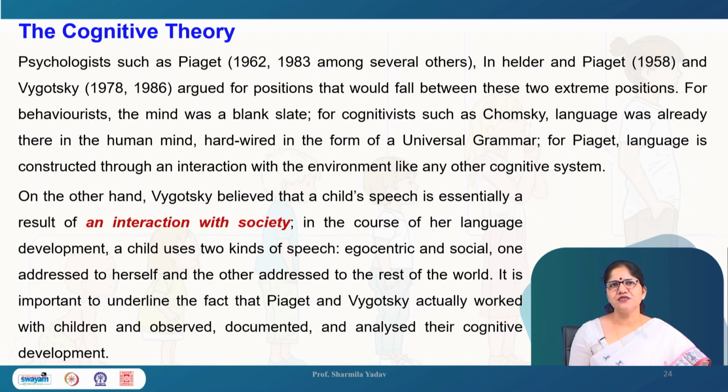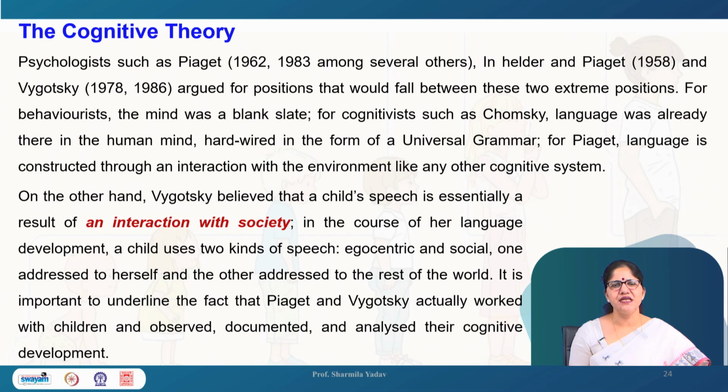Now let's see the cognitive theory of language acquisition. Psychologists such as Piaget, Inhelder, and Vygotsky argued for positions that would fall between these two extreme positions. One is innateness, nativism, and another is imitation. For behaviorists, the mind was a blank slate. For cognitivists such as Chomsky, language was already there in the human mind, hardwired in the form of a universal grammar. For Piaget, language is constructed through an interaction with the environment like any other cognitive system.